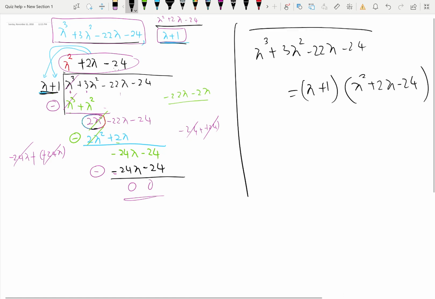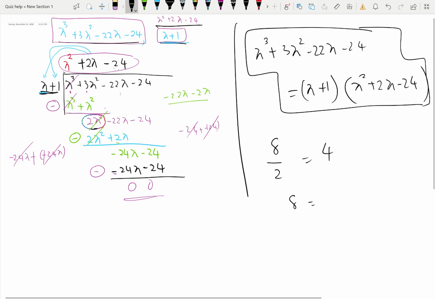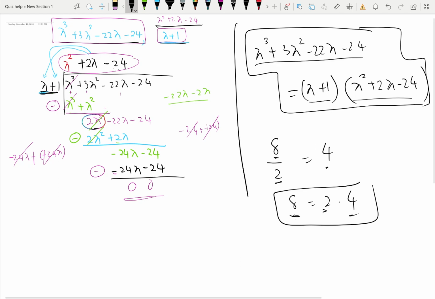Okay, now do you understand it? Do you see this? Think about it like this. 8, you divide it by 2, you get 4. So 8 is actually 2 times 4, right? So 8 was like the cubic polynomial here, 2 was like this lambda plus 1, 4 is like the quadratic answer that you got. So actually linear terms times the quadratic terms, you get the cubic polynomial, right? So that is exactly what we are doing. Now you can see why we need this when we want to factor a cubic polynomial.